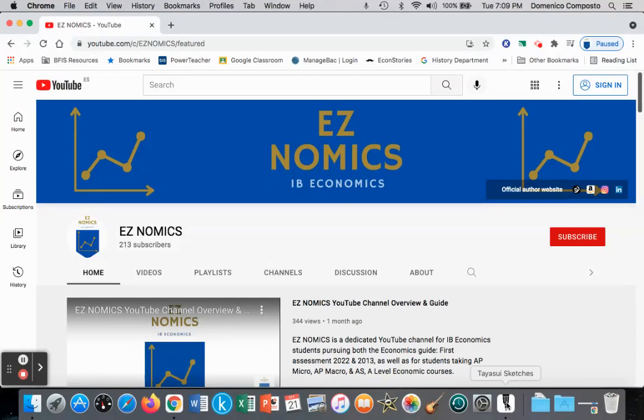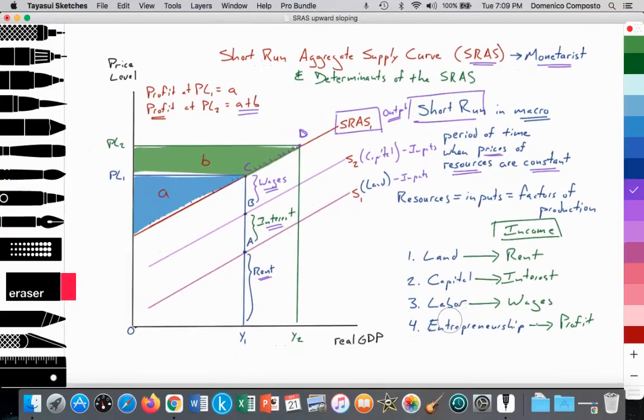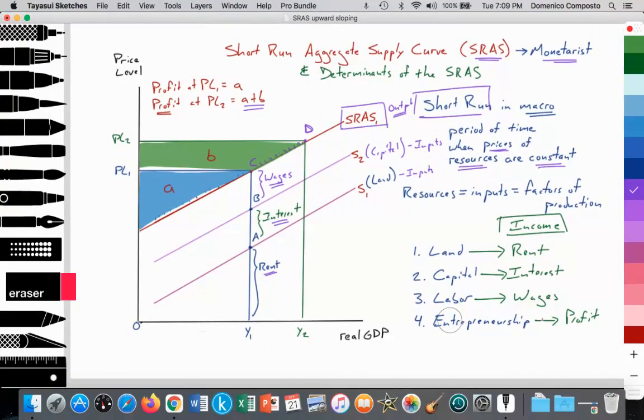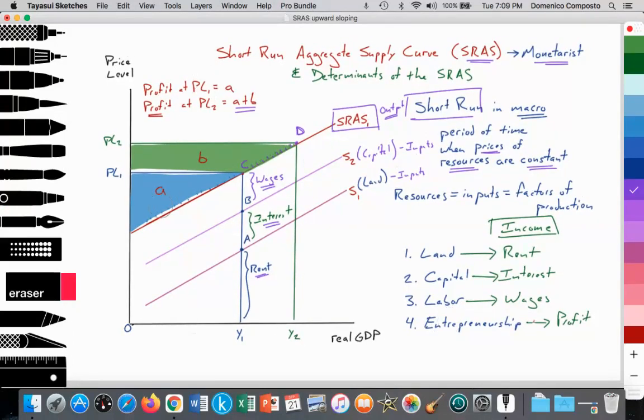This is part two of our discussion regarding the short-run aggregate supply curve. In the previous video, we went over why the SRAS curve is upward sloping, and we saw that there is a direct relationship between the price level and the quantity of aggregate supply. So if we're at PL1, the entrepreneur is incentivized to produce at Y1, a quantity of aggregate supply at Y1.